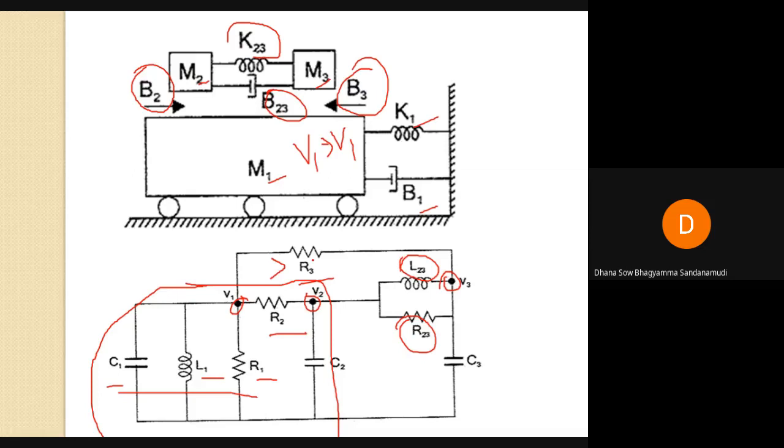So join. You might have drawn one element R3 from here. So now connect it to V3. At V3, what is there? M3 is there. M3 is nothing but C3. I hope you have understood.